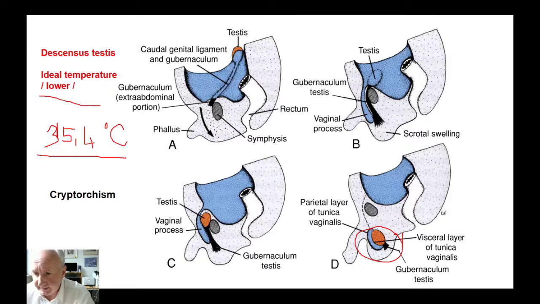So this is the whole problem why the testes have to come down into the scrotum: the ideal temperature for the development of the spermatozoa.